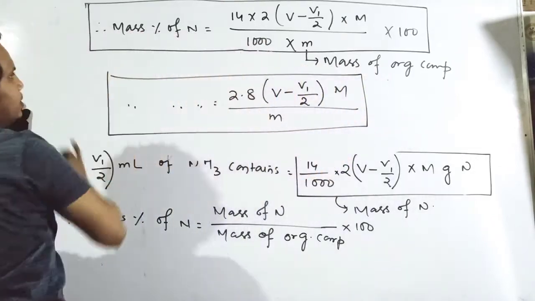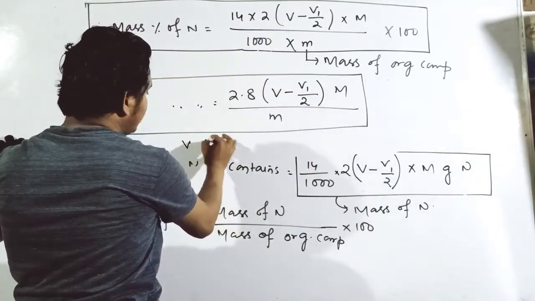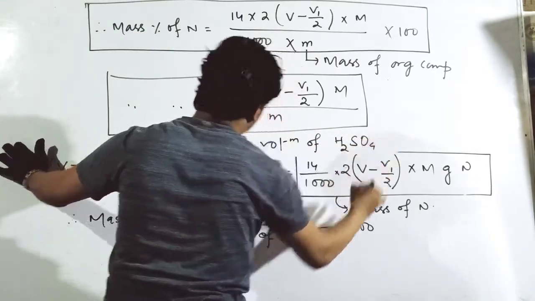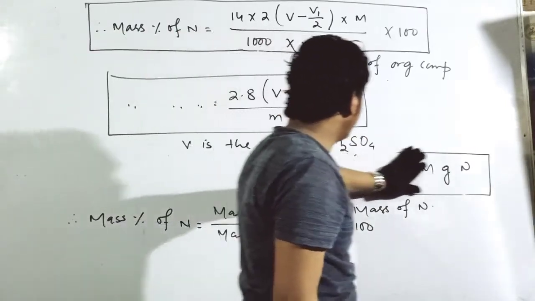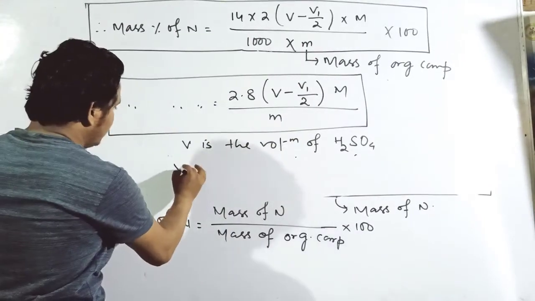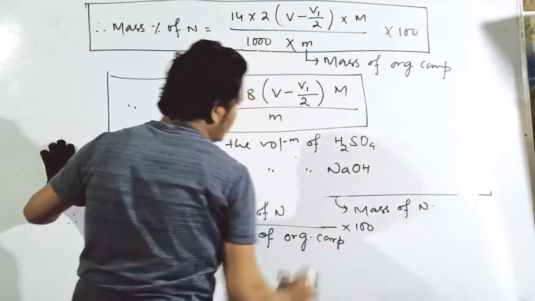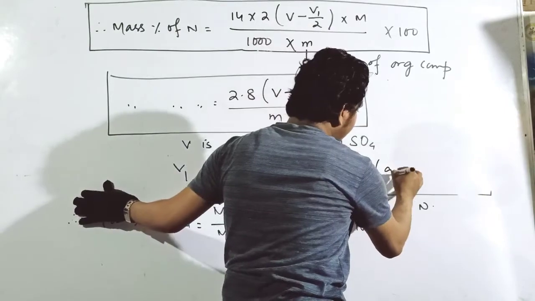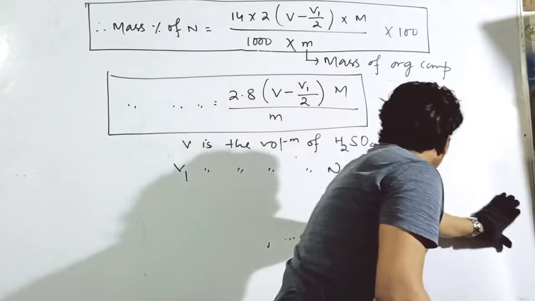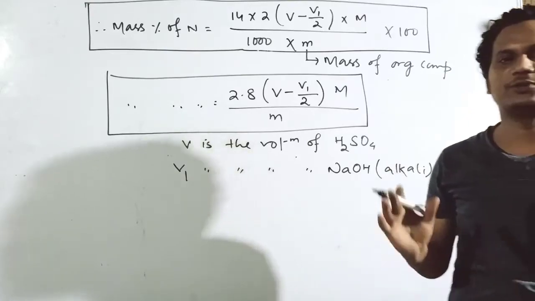Now what are the terms used here? M is the mass of organic compound. What is V? V is the total volume of sulfuric acid. And what is V1? V1 is the volume of NaOH, sodium hydroxide, or any alkali given in the question. So in this way we will use the formula for finding the value of the mass percentage of nitrogen.